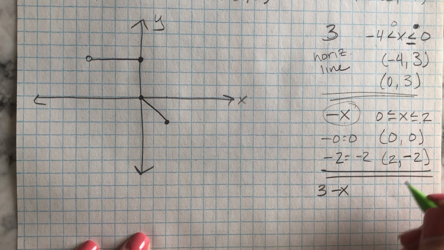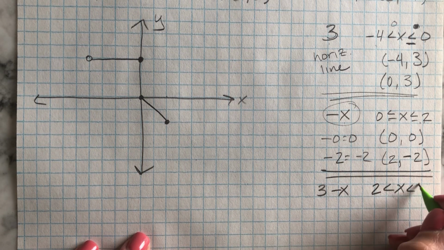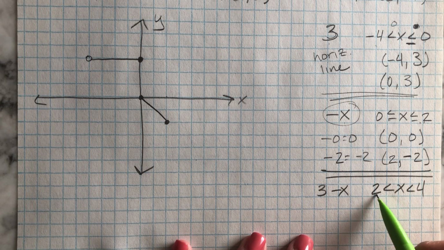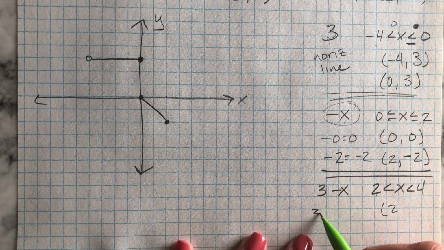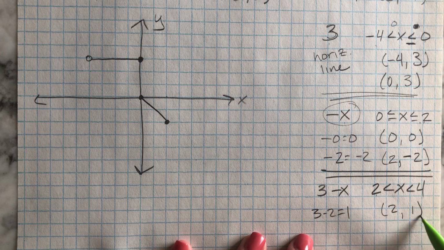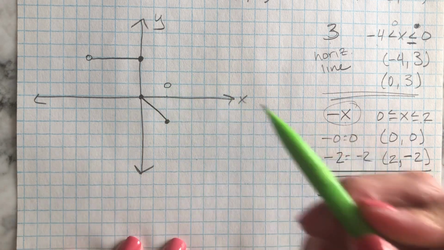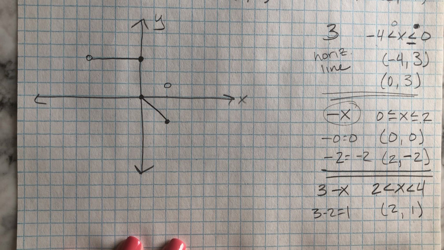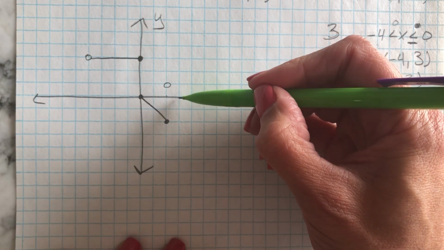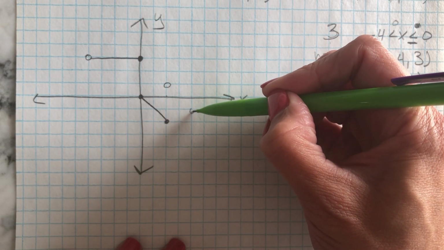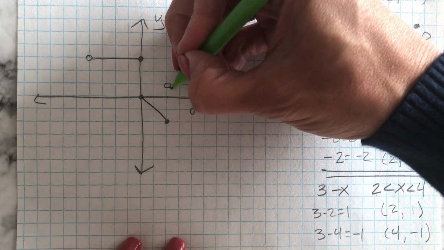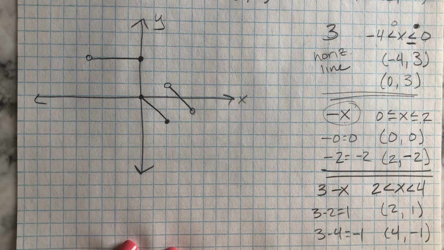Last piece, 3 minus x. 2 to 4. Okay. Start with the 2 here. Plug it in. 3 minus 2 is 1. 2, 1. Open. 3 minus 4 is -1, so 4, -1. 2 through 4, -1. And there it is. And we're done.